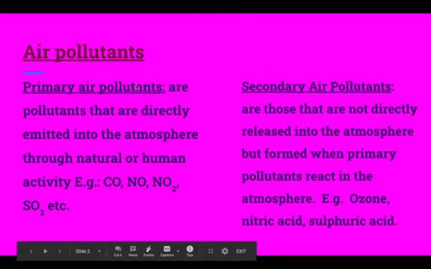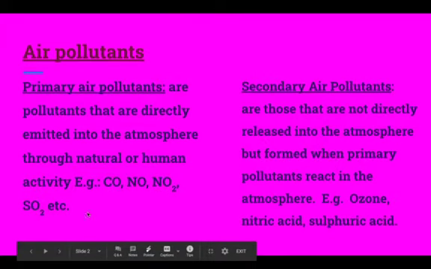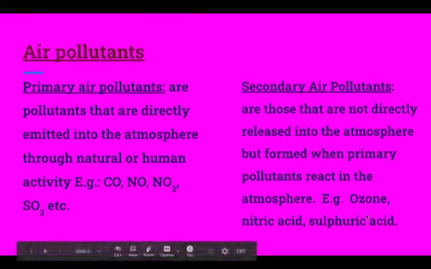Now, primary air pollutants are those which are directly emitted into the atmosphere through natural or human activity. For example, oxides of carbon, nitrogen, and sulphur. That is, carbon monoxide, nitric oxide, nitrogen dioxide, sulphur dioxide, etc. Secondary air pollutants are those that are not directly released into the atmosphere, but are formed when primary pollutants react in the atmosphere. Examples: ozone, nitric acid, sulfuric acid, etc.